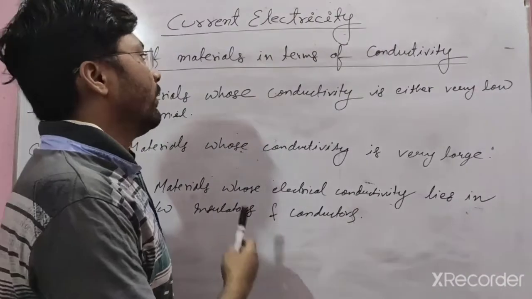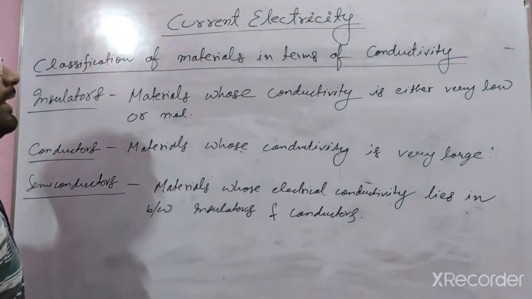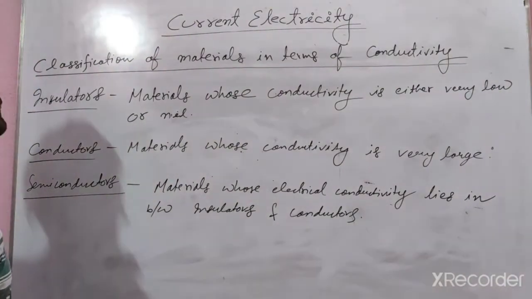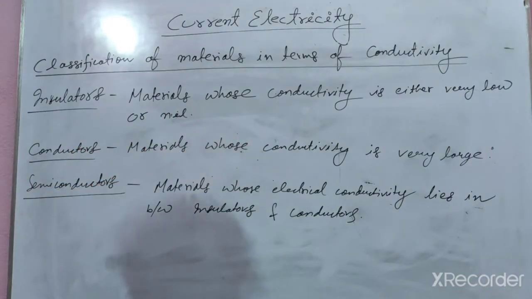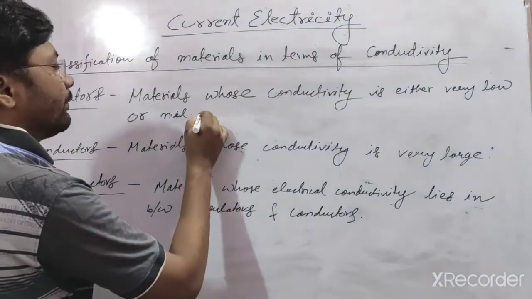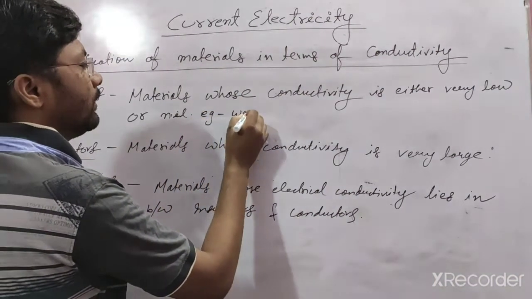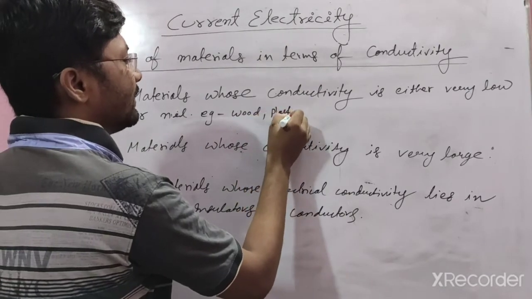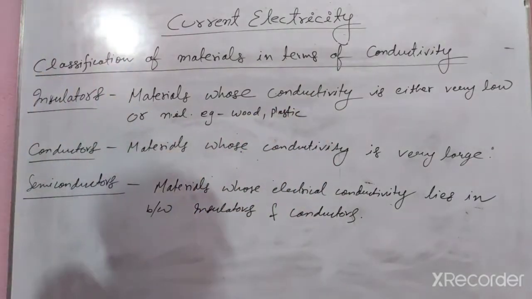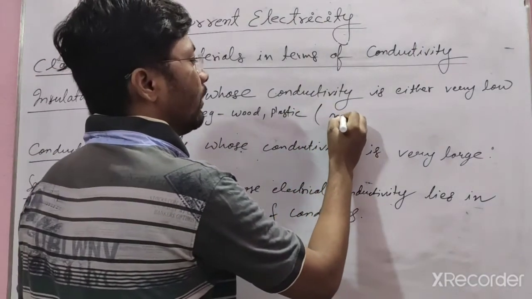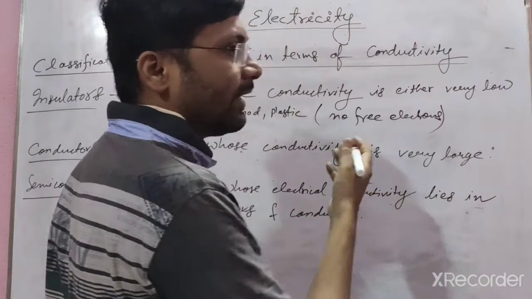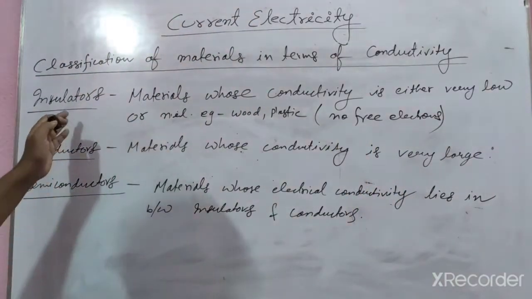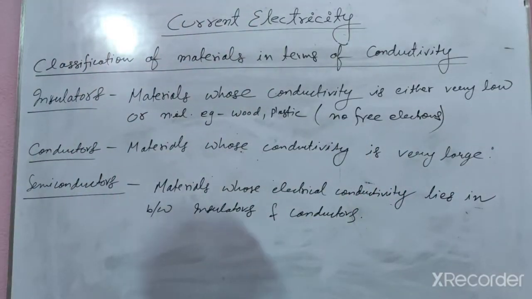Now students, we are going to study the classification of materials in terms of conductivity. Insulators are materials whose conductivity is either very low, negligible or nil. For example, wood and plastic are insulators. That means they have no free electrons, because free electrons are the charge carriers, and in the case of an insulator there are no free electrons.